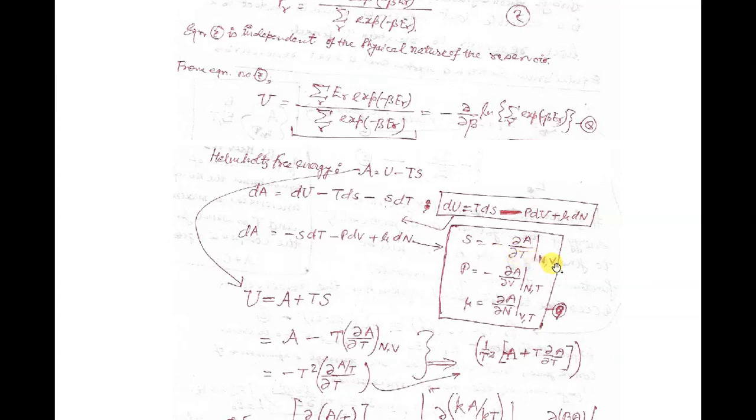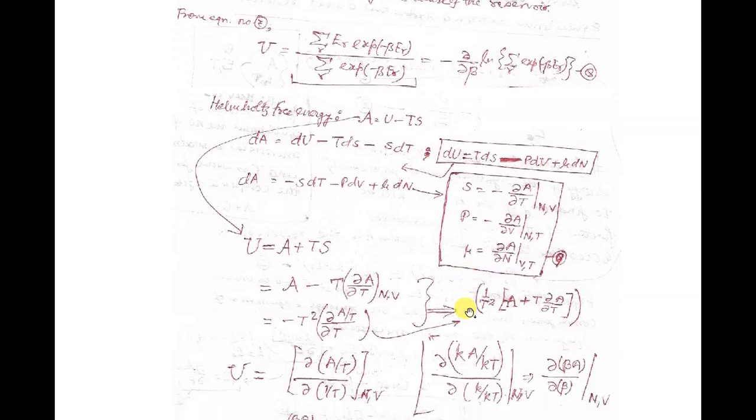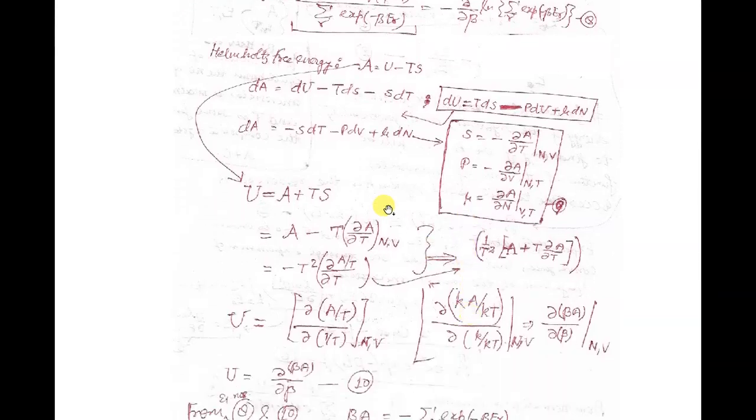Once we have the Helmholtz free energy, we can take its derivative with respect to temperature at fixed N and V to get entropy. We can take the derivative of Helmholtz free energy with respect to V at fixed N and T to get pressure. And when we take the derivative of Helmholtz free energy with respect to capital N at fixed V and T, we get chemical potential. So from there you have U again, that you can write as A plus TS.